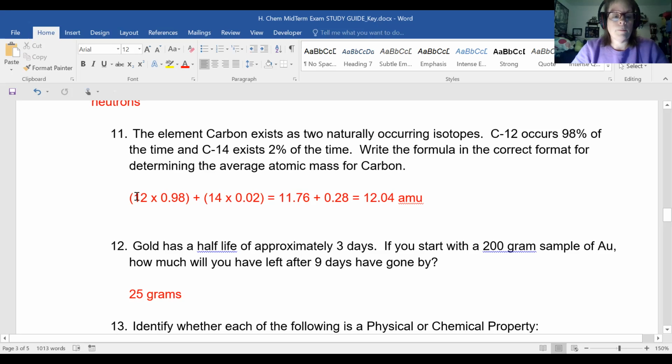If you remember, you take the atomic mass and you multiply it by the percentage in decimal form. So you have to make sure you turn that 98% for carbon-12 into a decimal. And then for carbon-14, it's at 2%, so we have to turn that 2% into a decimal. You just multiply the atomic mass times the decimal for the percentage, and then add all those together for each isotope. You end up with 12 times 0.98 is 11.76, and then 14 times 0.02 is 0.28. Just add those together, and that gives you the weighted average atomic mass for carbon and those isotopes.